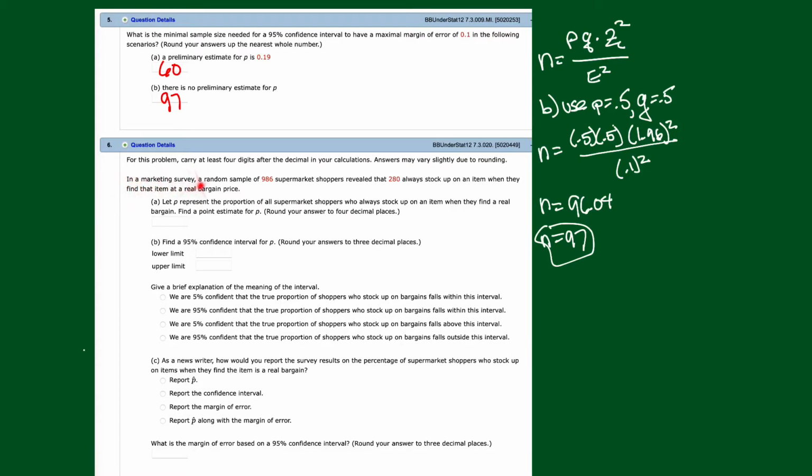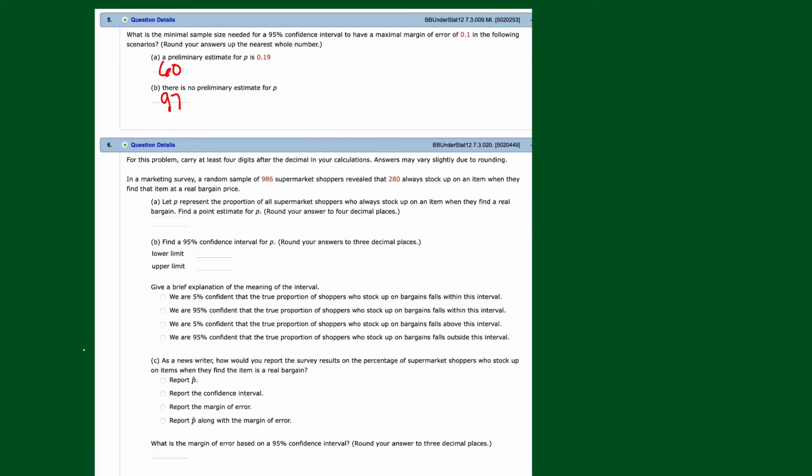In a marketing survey, a random sample of 986 supermarket super shoppers revealed that 280 always stock up on an item when they find that item at a real bargain price. Now, part A says, let P represent the proportion of all supermarket super shoppers who always stock up on an item when they find a real bargain. Find a point estimate for P.